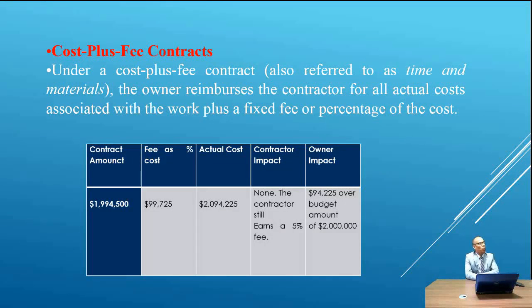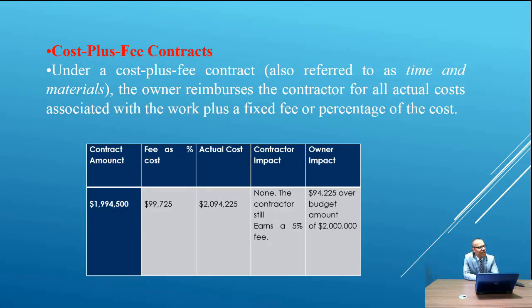النوع الثاني من العقود cost plus fee contracts. Under cost plus fee contract, also referred to as time and material, the owner reimburses the contractor for the actual cost associated with the work plus a fixed fee percentage of the costs. The table explains the cost plus fee.